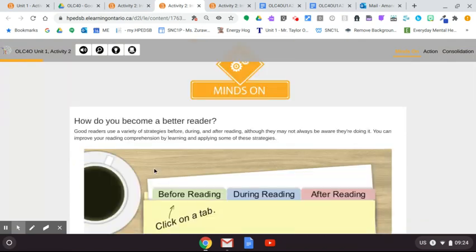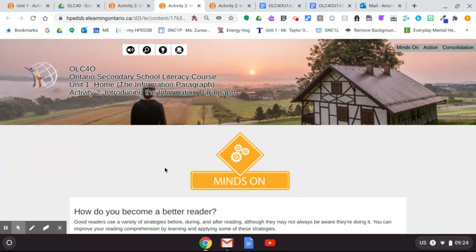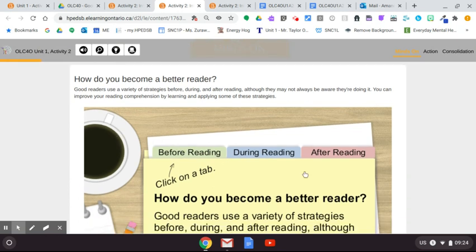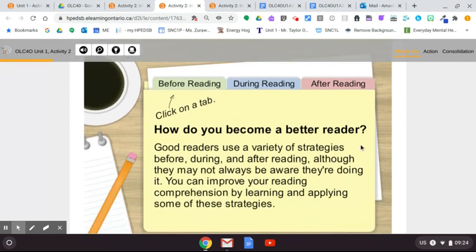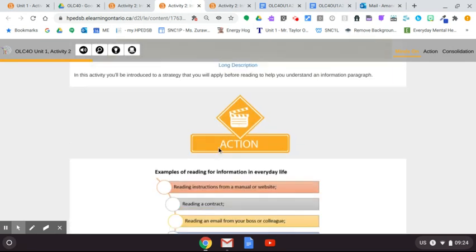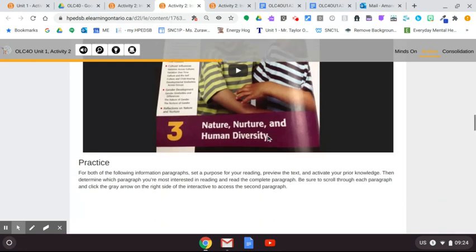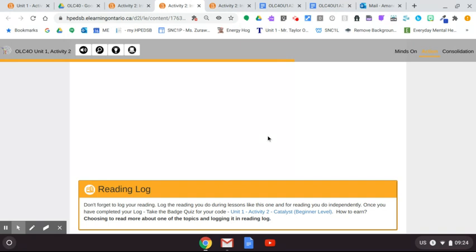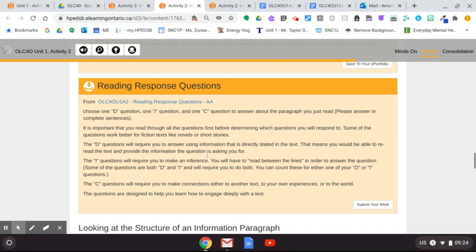So in this content area, it's basically an introduction to an information paragraph. So the content goes through how you become a better reader, and it talks about before reading, during reading, and after reading strategies. Good for you to review. And then as you get going, it gives you a little bit more specific details about before reading, the things that you would do. And then after reading, there's a video as well. You're not doing this, so just ignore that.